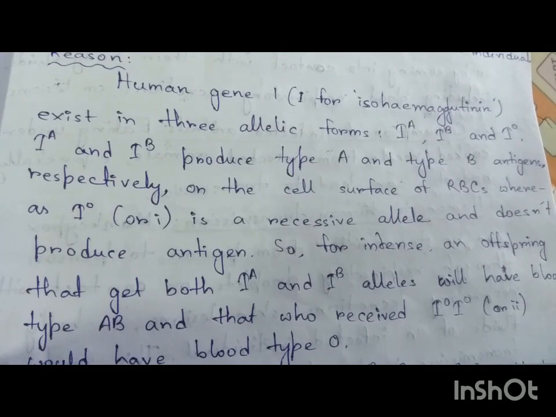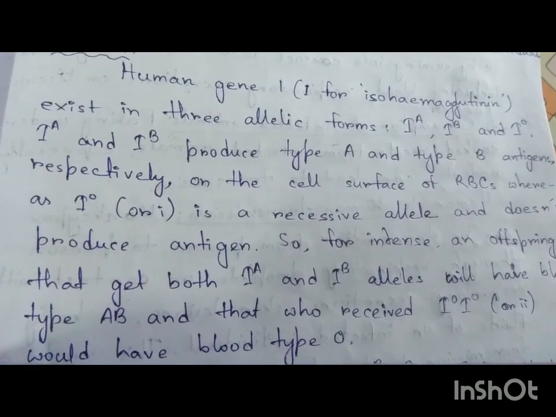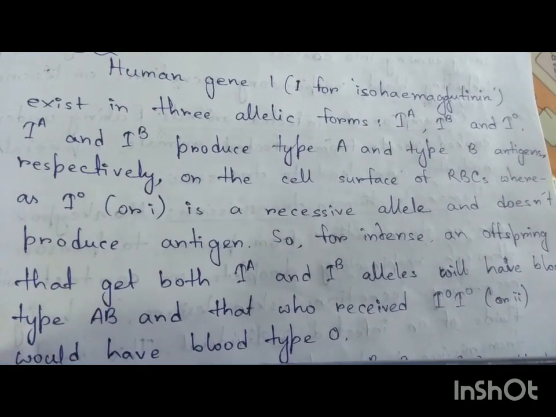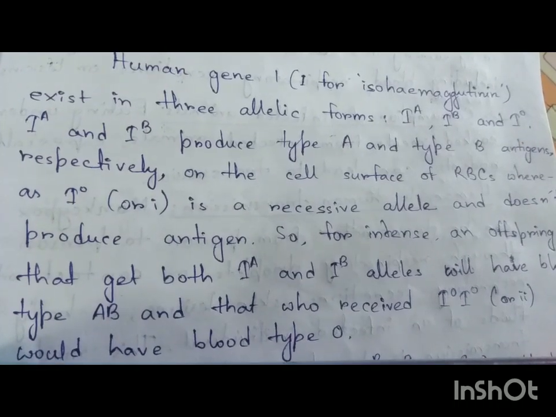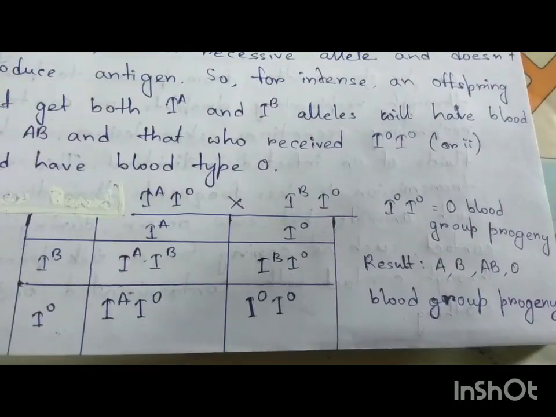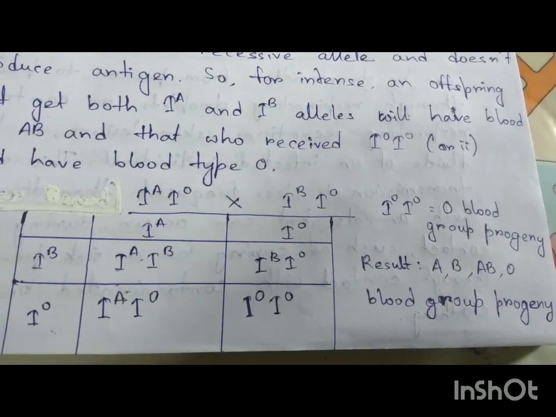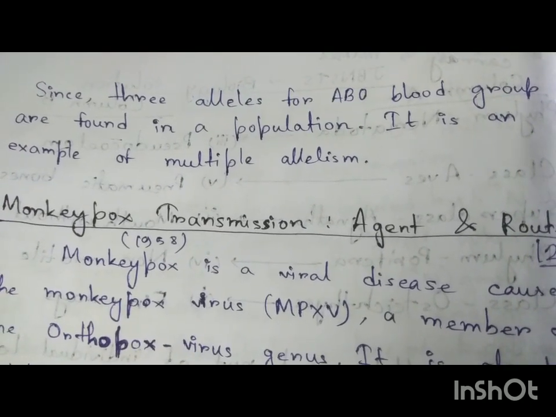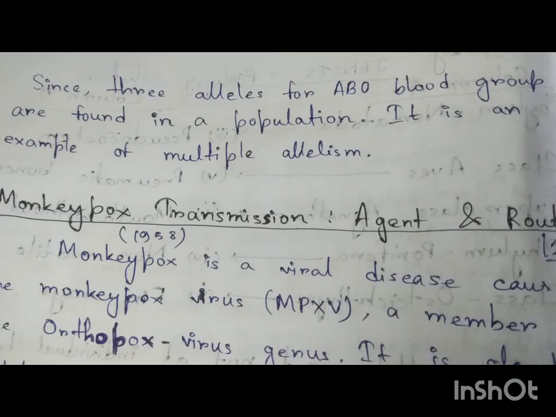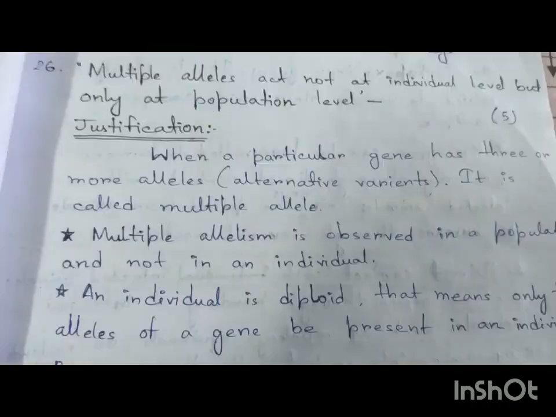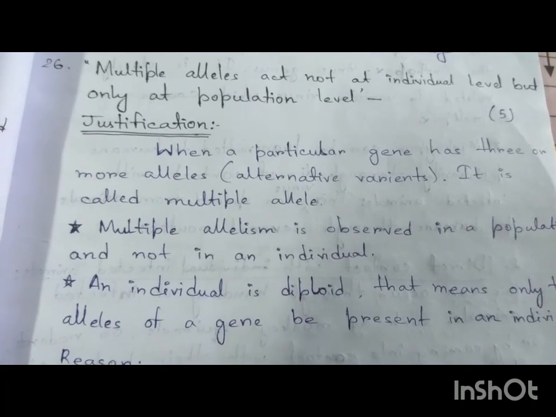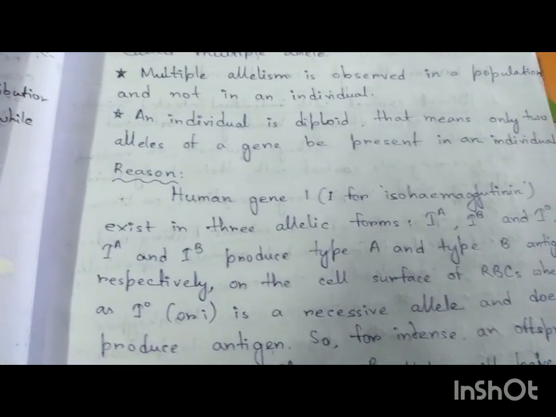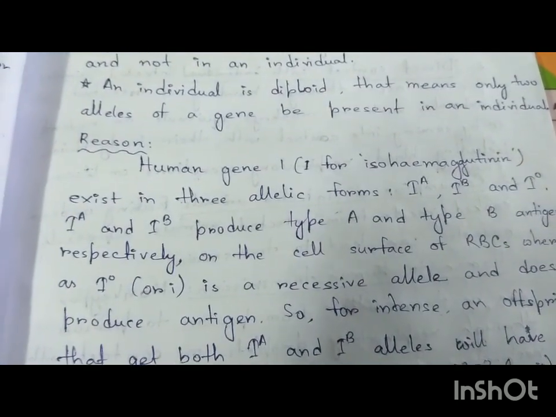For instance, an offspring that gets both IA and IB alleles will have blood type AB, and one who receives IO or 2 i would have blood type O. Here is the checkerboard. Since 3 alleles for the ABO blood group are found in a population, it is an example of multiple allelism. This question carries 5 marks, and this answer is quite long, but it really helps you.